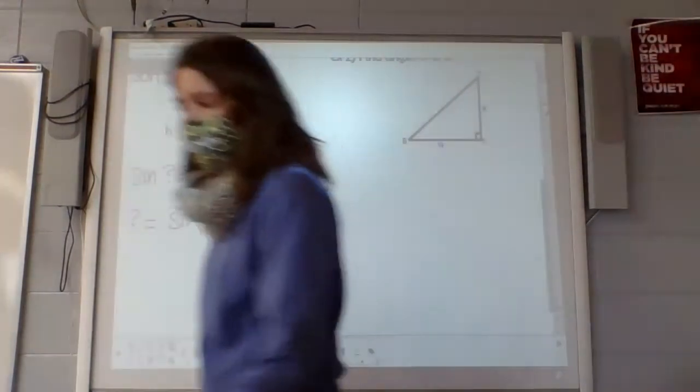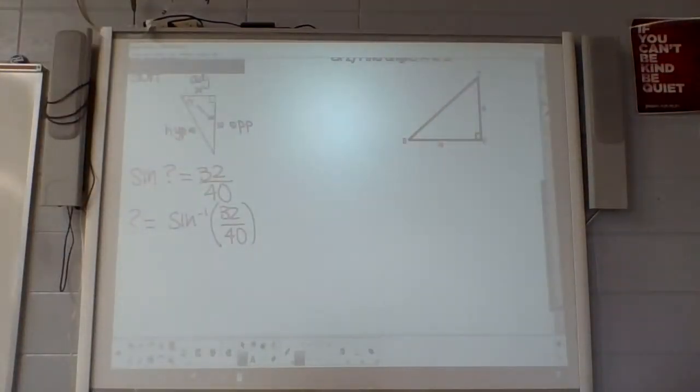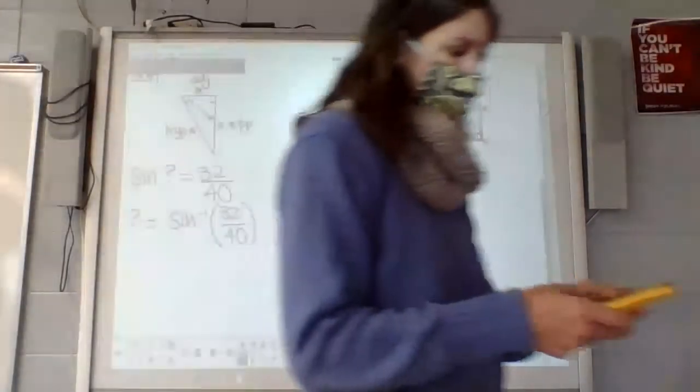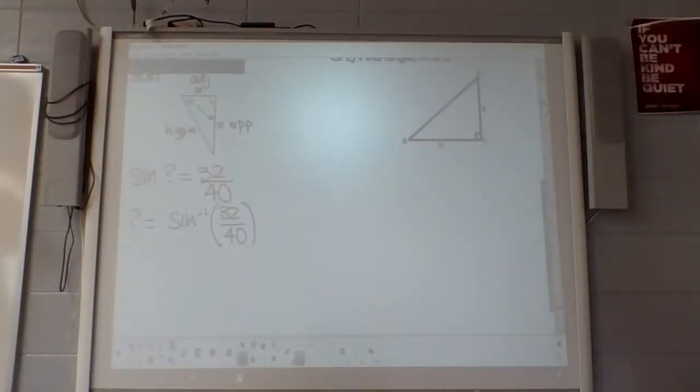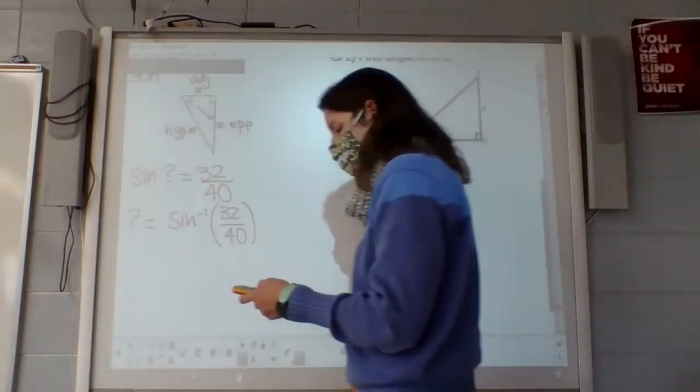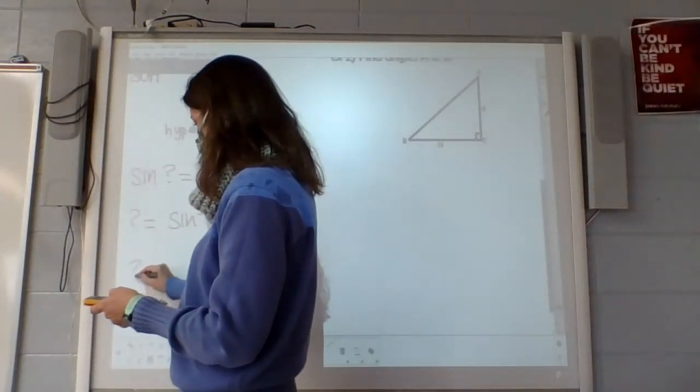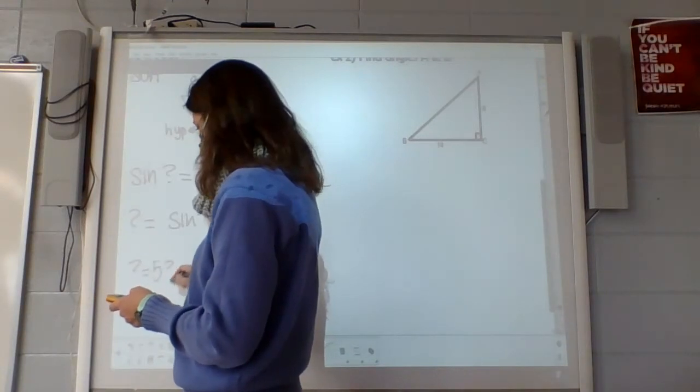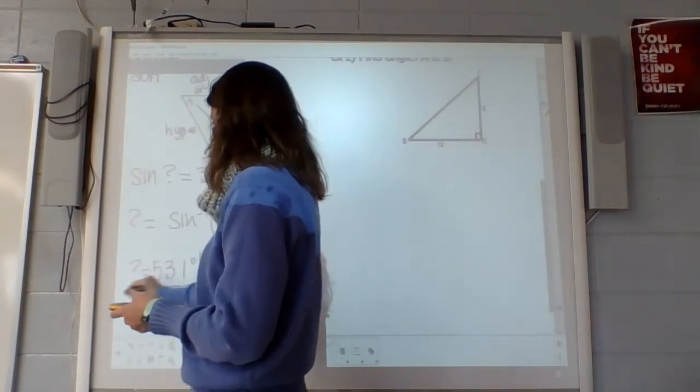Grab your calculator, because again, this would be really tough to do in your head. And so the inverse sine, a lot of times you have to hit the second button. Make sure it says inverse sine. Are you finding that? And then just 32 either divided by 40 or as a fraction over 40. Just so you can check if you're doing this correctly, I got my question mark to be about 53.1 degrees.